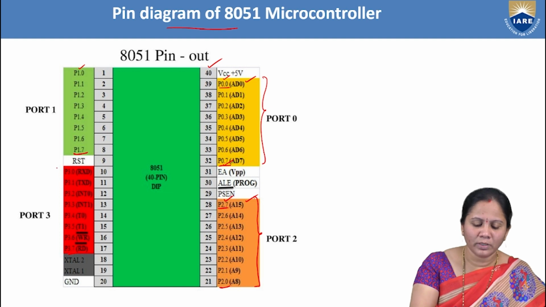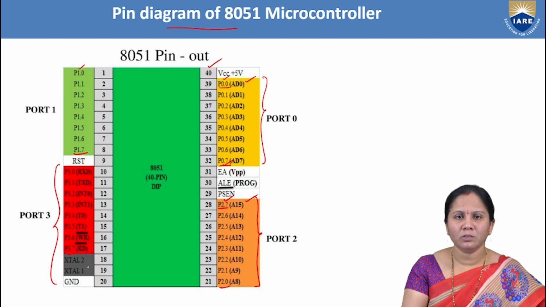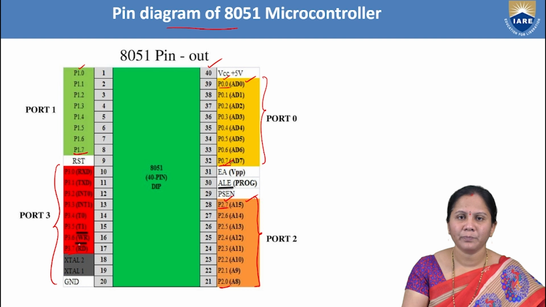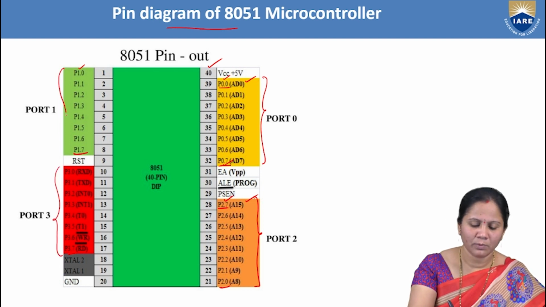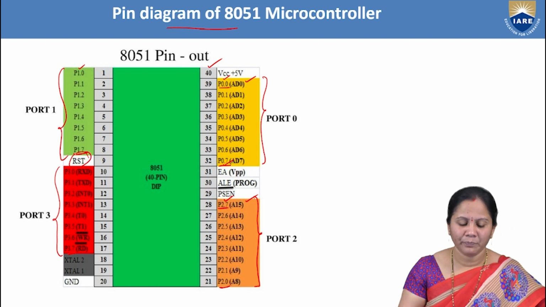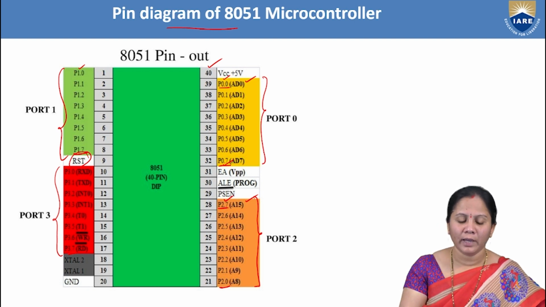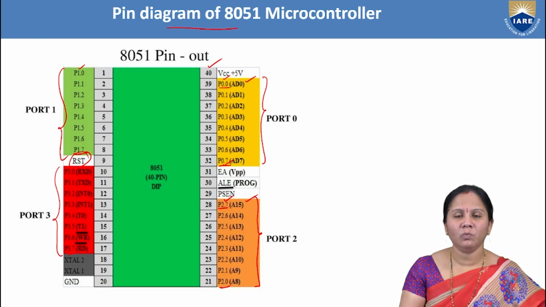And here this is port 3. This port 3 also has 2 functions. In one case they act as port pins. Up to here is only port 3, and this is port 1 up to here. This reset comes under the normal signal. So port 3 also has different functions: they act as port pins and also as another function. Each signal has its individual function.